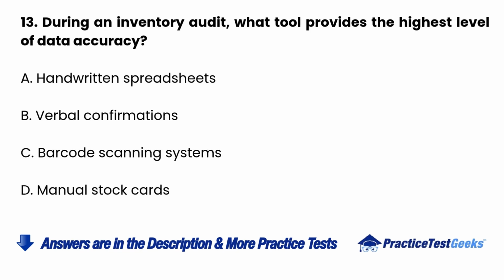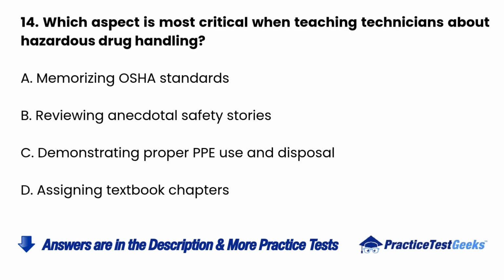13. During an inventory audit, what tool provides the highest level of data accuracy? A. Handwritten spreadsheets. B. Verbal confirmations. C. Barcode scanning systems. D. Manual stock cards.